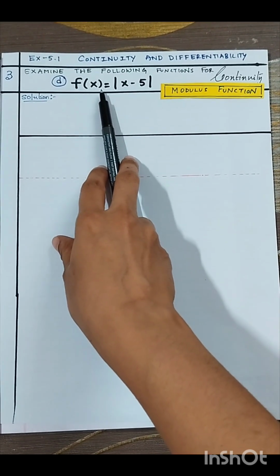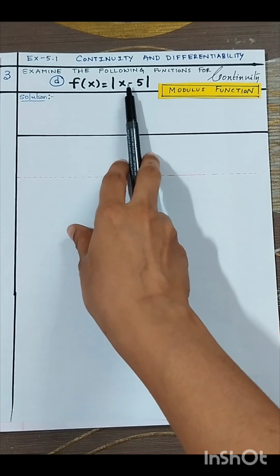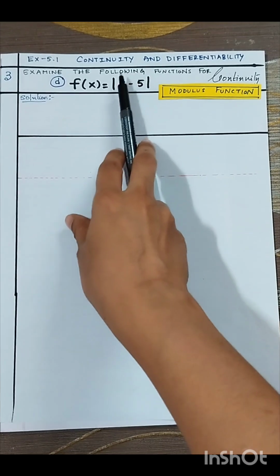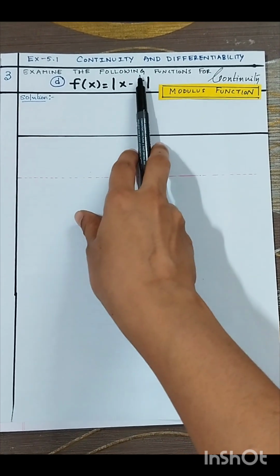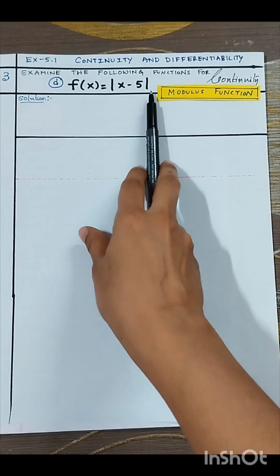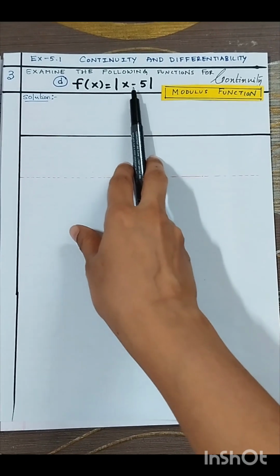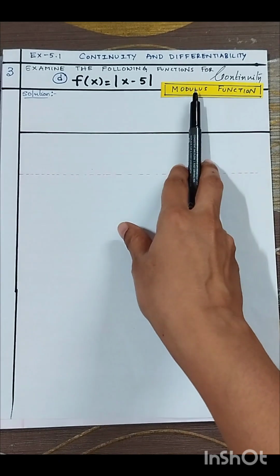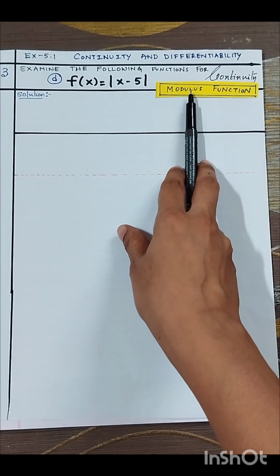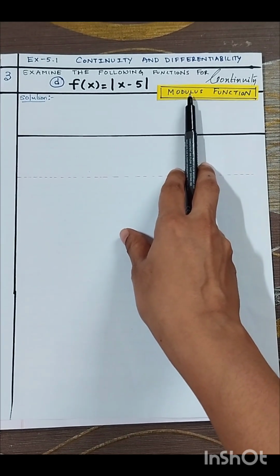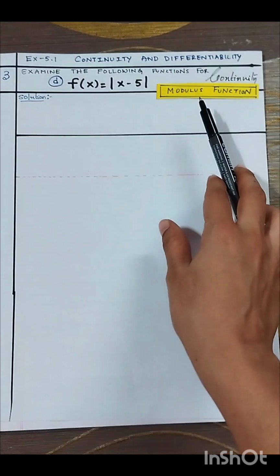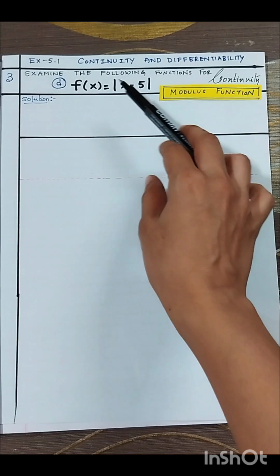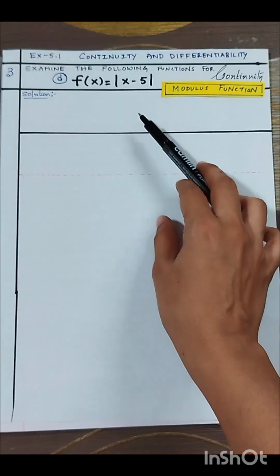f of x is equal to modulus of x minus 5. This is a modulus function. Why is it modulus? When you have two straight lines and a variable, then it is a modulus function. In class 11 we have studied the modulus function, but we will revise it once again, because we have to change the format of this function.